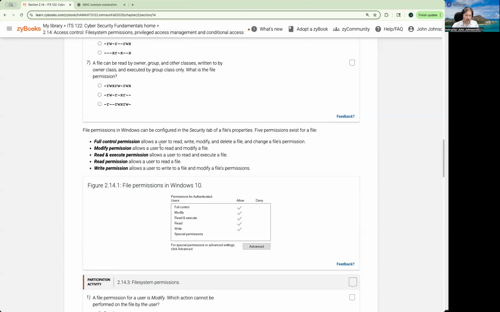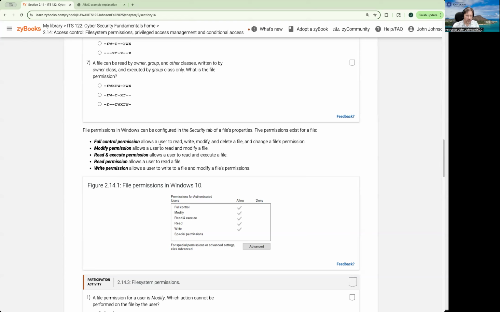The second type of permission is modify permissions. That allows the user to read and modify a file. Actually, I misread that. Modify permission is referring to being able to read and modify the file, not modify the permissions. Read and execute permission allows you to read and execute the file. Read permission allows you to read the file only.